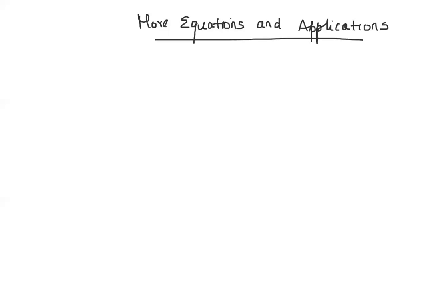So I'm going to start with number 1. Solving radical equations. It's going to be more equations and applications. So number 1, solve the equation. We have square root of 3q minus 2 equal to 2. So we have to get rid of this radical. If you look at the equation, the radical is by itself, so we have to get rid of the radical.